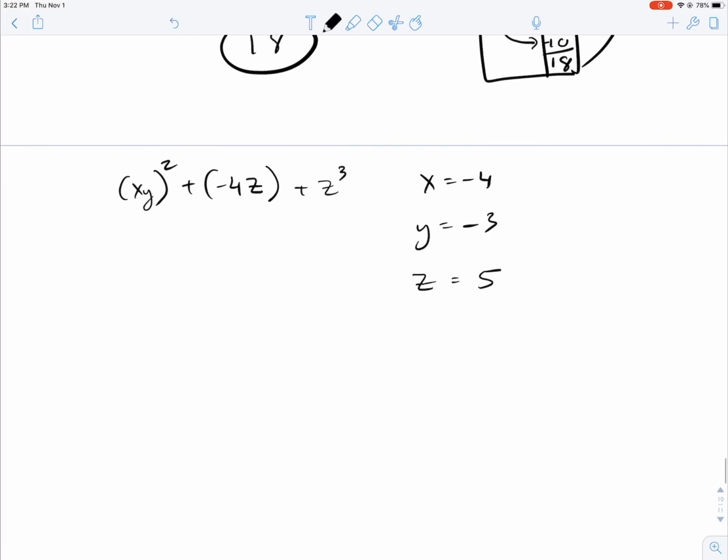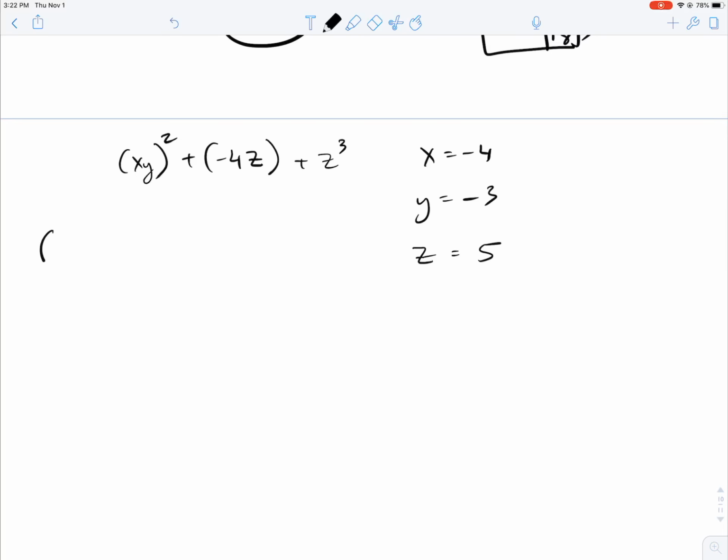Notice I'm going to use my parentheses. Since I'm going to have multiple parentheses, I'm going to use a bracket for this one. So x is -4, and I'm going to write -4 in parentheses. And y is what? -3. I'm going to write -3 in parentheses. The whole thing, don't forget, I still have to square the whole thing.